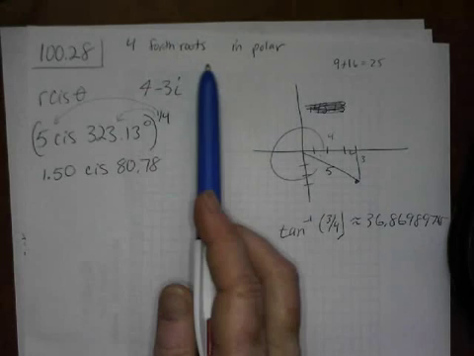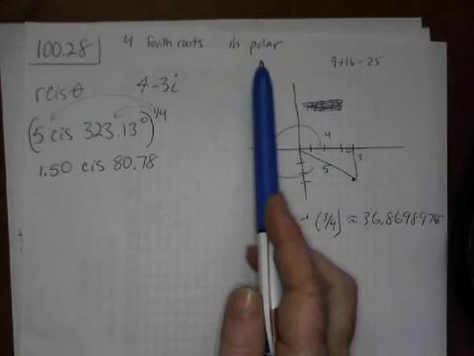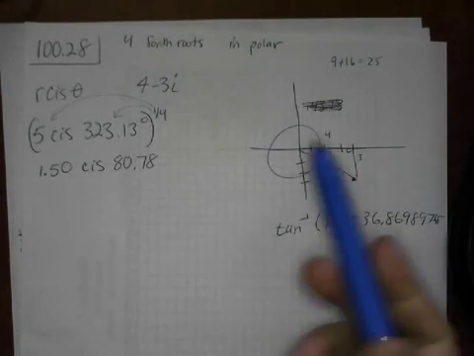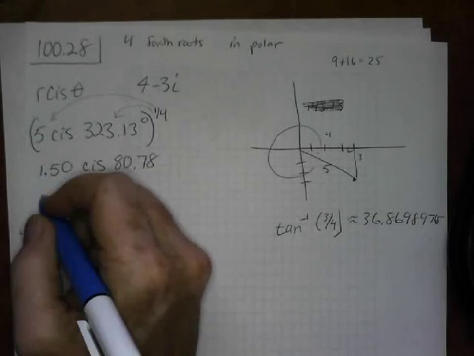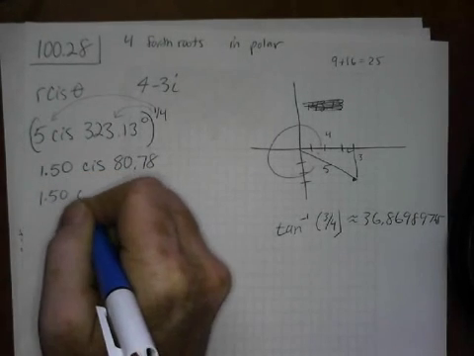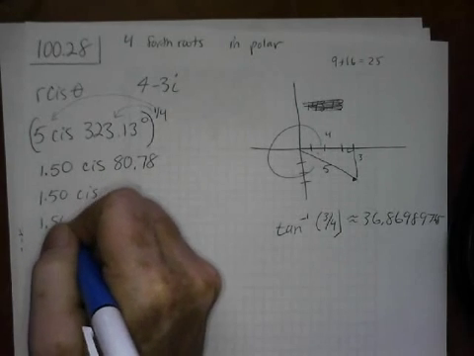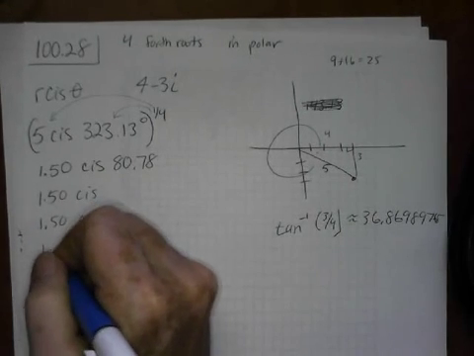And then I need four fourth roots. Luckily they're nice and they're leaving it in polar. We don't have to put it back into rectangular. So the four fourth roots, this is the first one. Here's the second one. Third one. Fourth one.